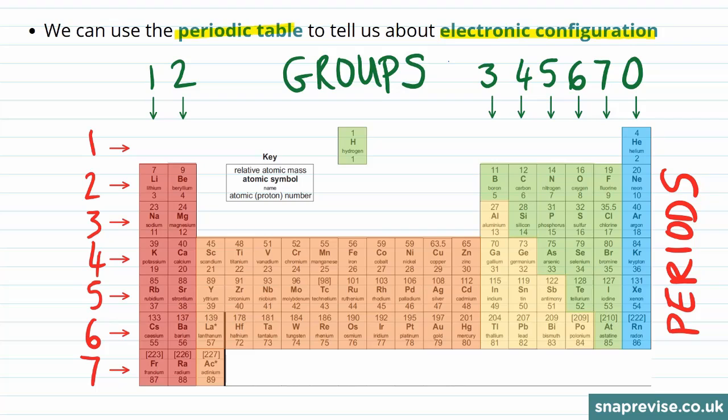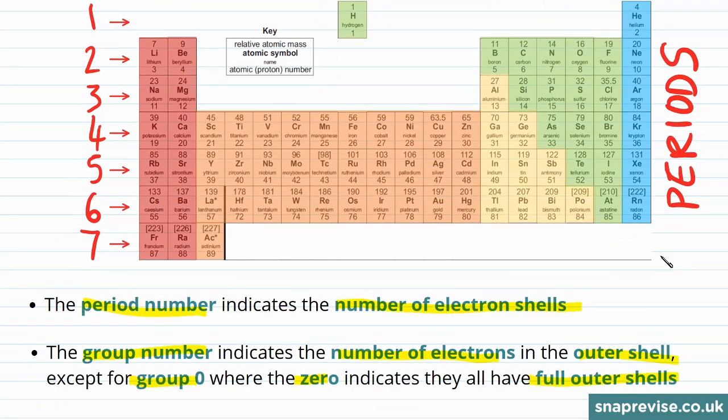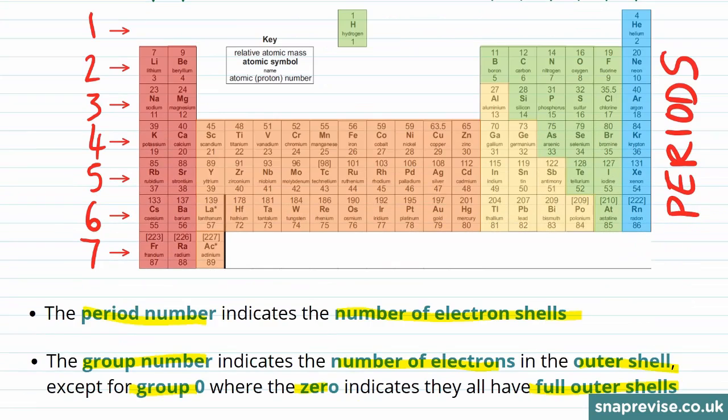We've just seen how we can use the periodic table in order to tell us about the electronic configuration of an atom, using the fact that the period number of an element tells us about the number of electron shells that are filled in an atom of that element, and that the group number indicates the number of electrons in the outer shell, with the exception of group 0, where the 0 tells you that all the elements within this group have full outer shells.